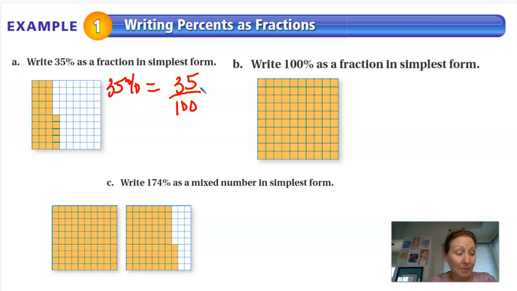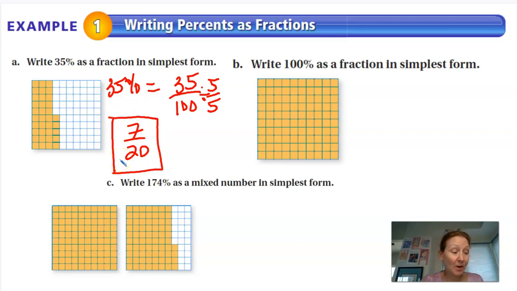And now I have to simplify by dividing out the greatest common factor, right? You've got your yellow sheet to help you. These are both divisible by 5, so I divide by 5 over 5. I get 7 out of 20, or 7/20. So a fraction in the simplest form, simplifying, is dividing by common factors until they have no more common factors. So 35% is equal to 7/20.